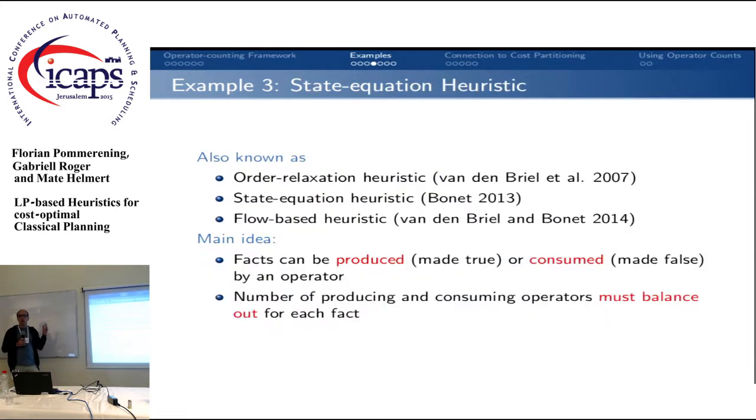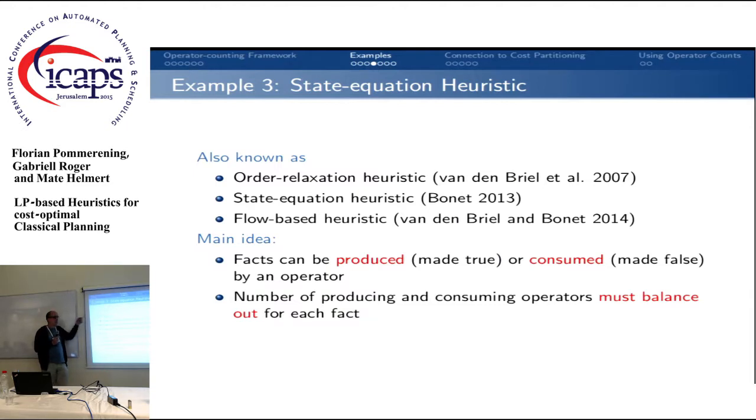So for the third example, I want to talk about the state equation heuristic, which is known by different names. It was originally introduced in 2007 as an order relaxation heuristic, that did not consider the order, so similar to delete relaxation that does not consider delete effects. Order relaxations drop the order, which is similar to the idea of operator counting.